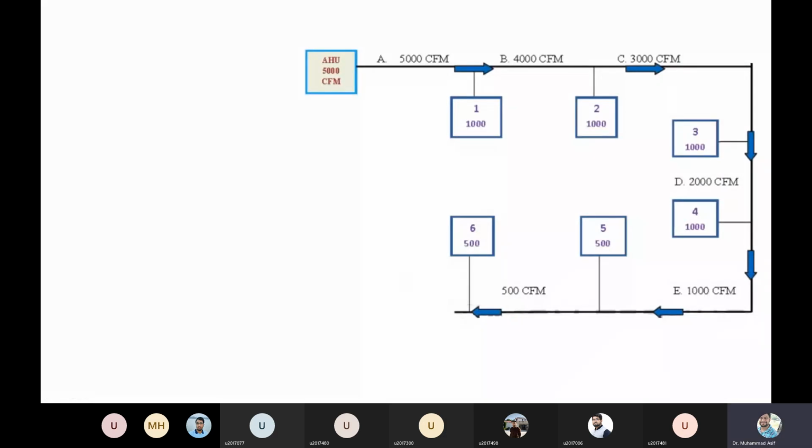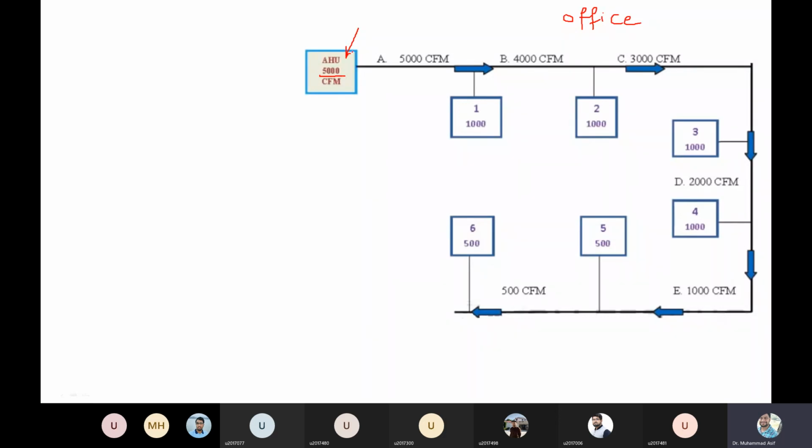So let's say this is an application. I'm just assuming that this is an application of any private office. Let's say this is my office, the FME building, and this is the requirement. Let's say this is the air handling unit. That air handling unit is supplying 5000 CFM, cubic feet per minute. This is the flow rate.